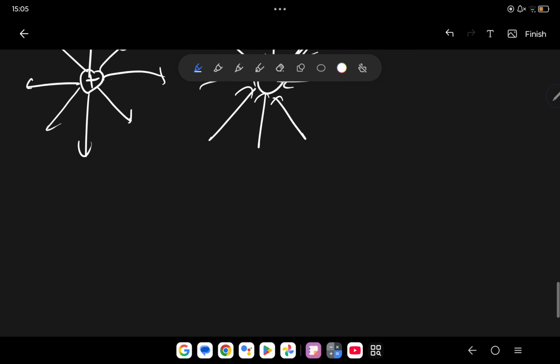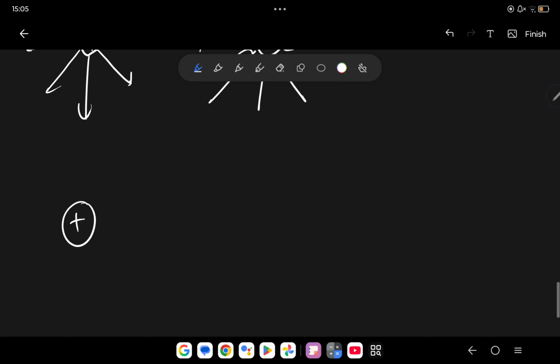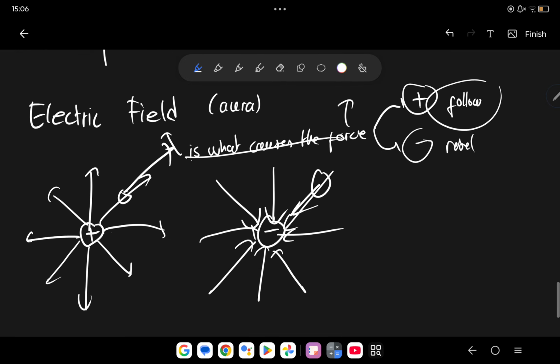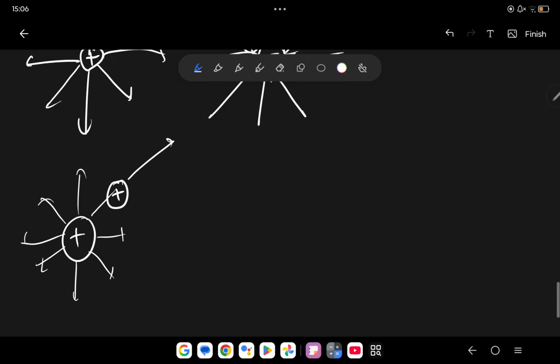What do I mean? Here's what I mean. Positive, it's going to point outwards, right? We know that. Now we put another positive charge. It's going to follow the arrow. It's going to go outside.